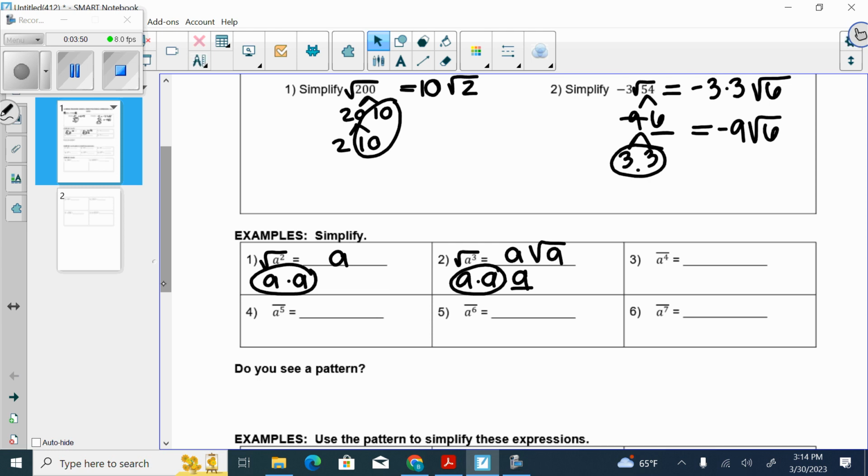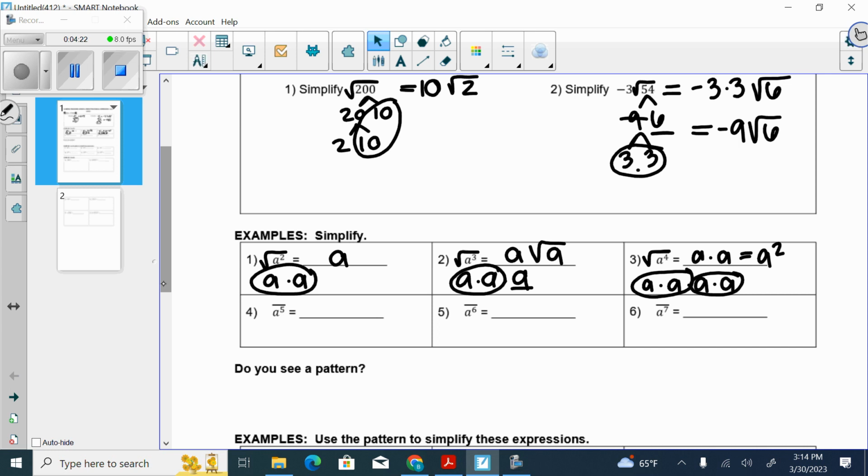All right. Next, we have a to the 4th. That means a times itself how many times? 4 times. So I've got a times a times a times a. We have 2 pairs. For each pair, I get to bring out an a, right? So I would get to bring out an a for this pair and an a for this pair. What do I do with those? Multiply them together. And what is a times a? A squared. Very good.